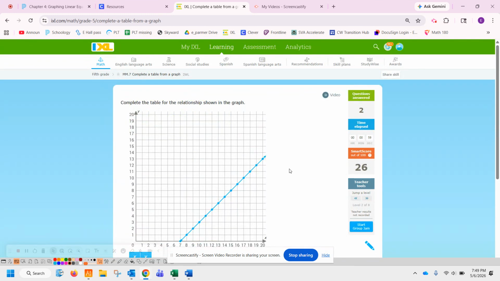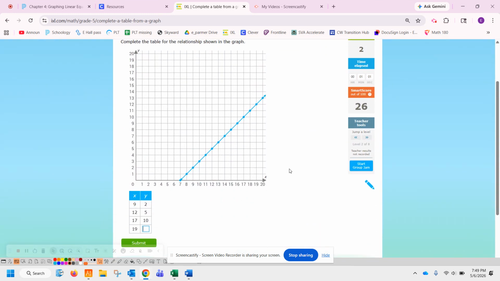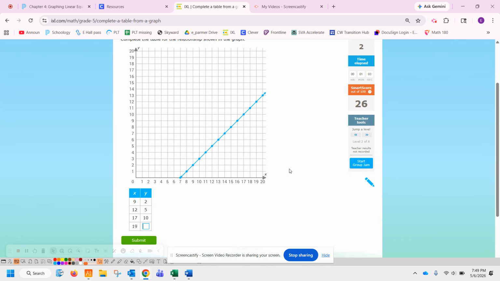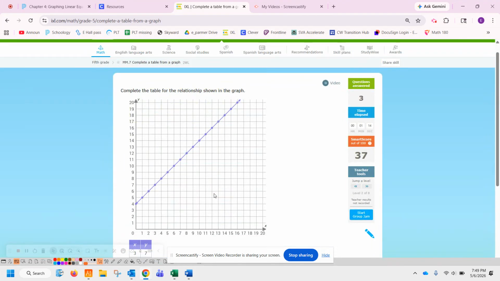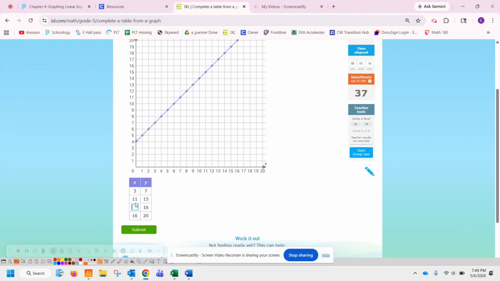Don't let your eyes deceive you. If you have trouble, feel free to enlarge the coordinate plane, do what you have to do. An input of 19 is an output, or a y value, of 12. Sometimes you have to figure out the opposite. If your output, or your y value, is 16, so now we have to start on the y-axis. 16, that means my x value would be 12.